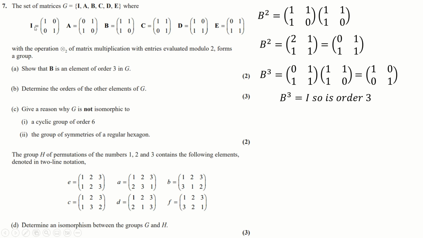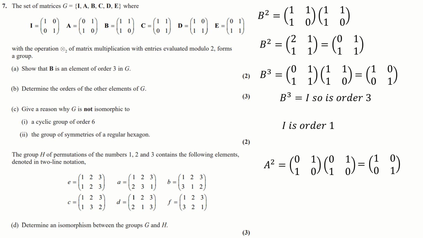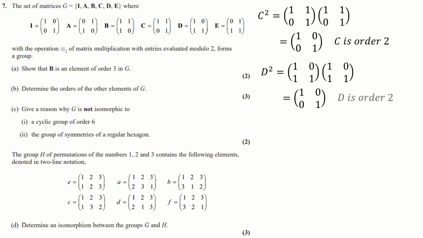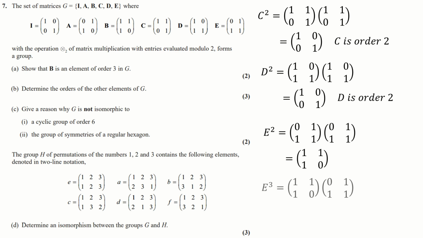Well, I is clearly order 1 because it's already the identity. A, just multiply it by itself. It ends up being the identity straight away, so it's order 2. B we already did. C you can try, but it's order 2. You just have to do them all. It's fine, it doesn't take too long. And E ends up being another one that's order 3, just like B was. Good.